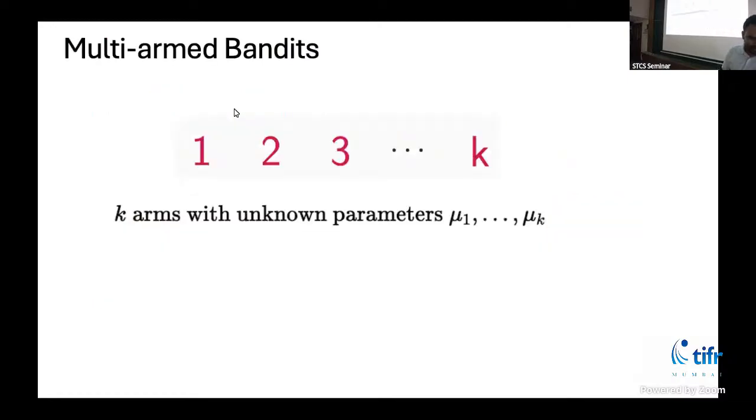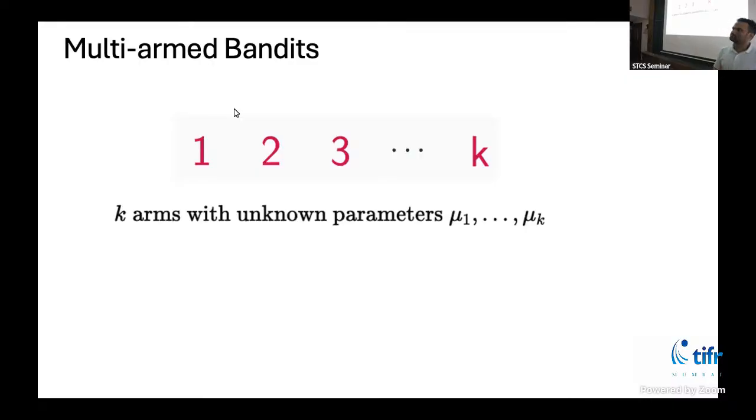Okay, so how many of you know about bandit problems? Bandits are sequential decision making problems. You are given k arms, you can think of k probability distributions, and you do not know the underlying parameter of each distribution. Think about k Bernoulli distributions, each with a particular parameter that we do not know in advance. So k arms with unknown parameters mu1 to mu k.